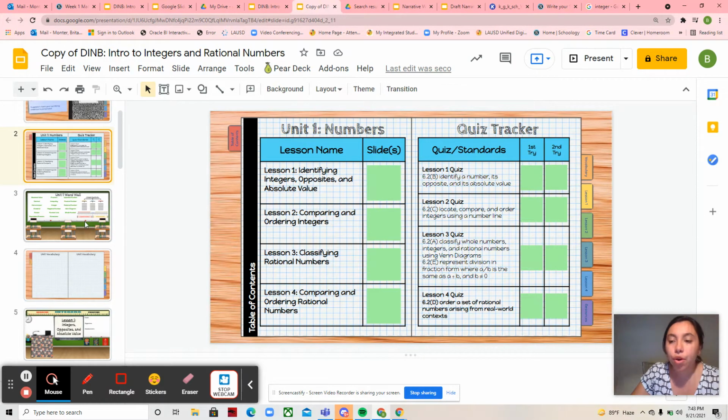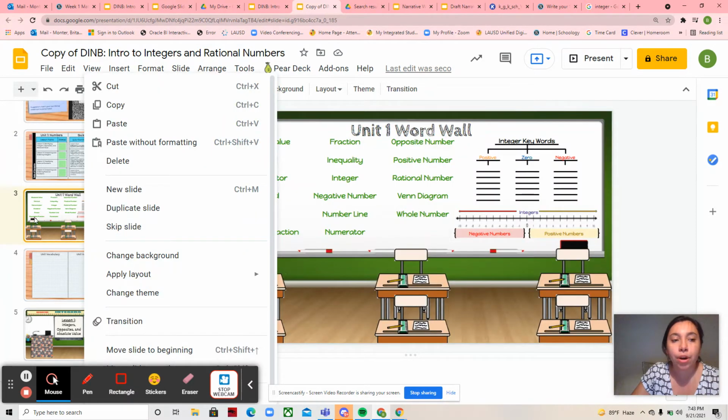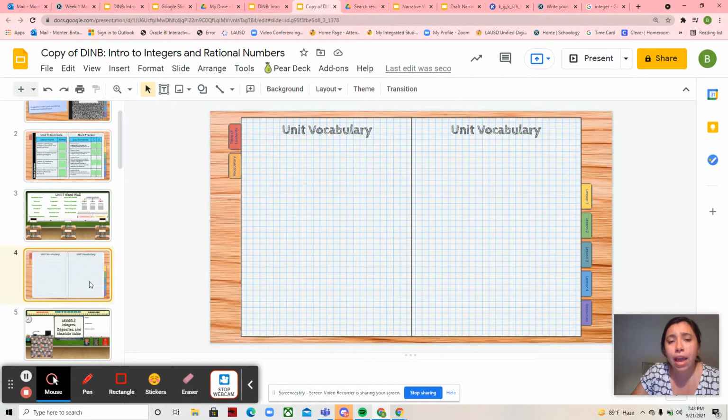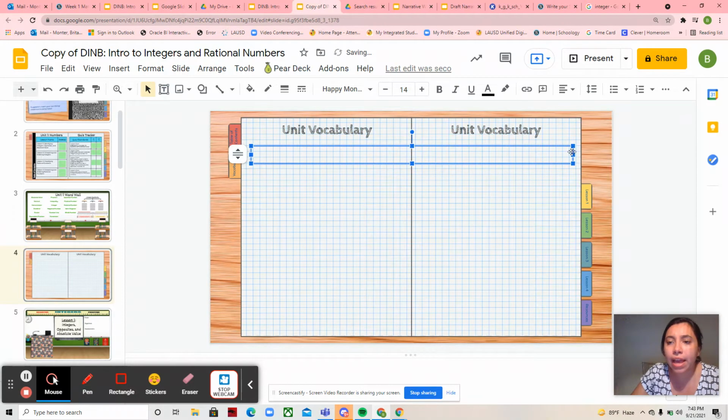So I want to go over our notebook together. This is our Unit 1 word wall. You have all the different vocabulary words that we're going to need to know for this section. And now I want to go over unit vocabulary really quick, okay? So to understand first what an integer is, I want to go over that with you.